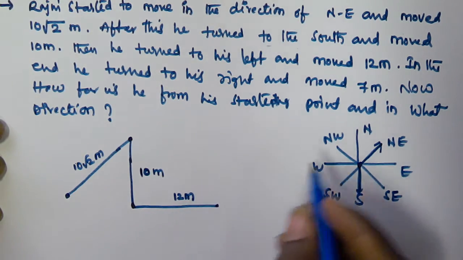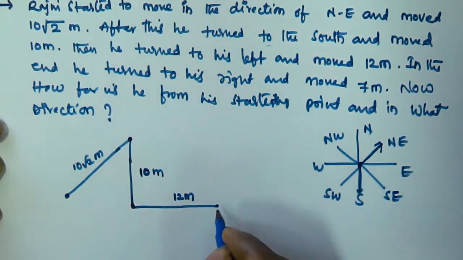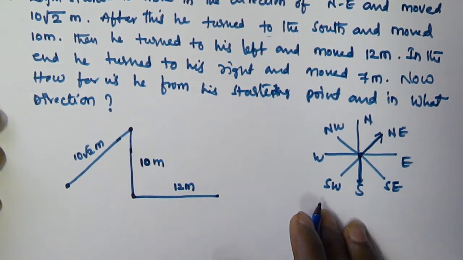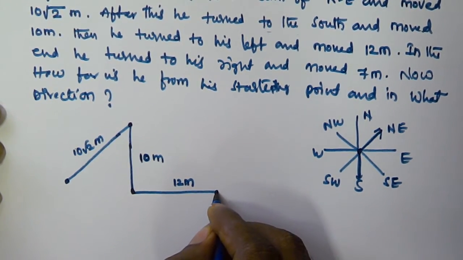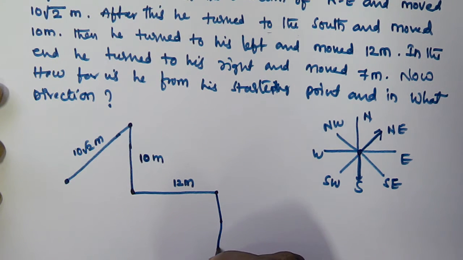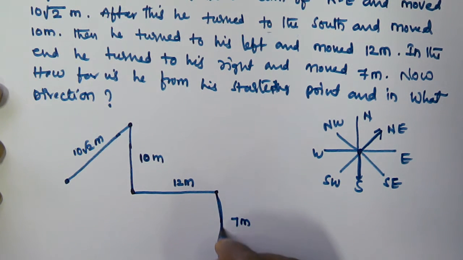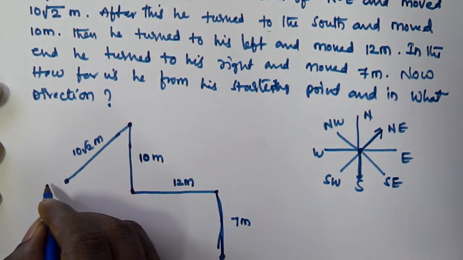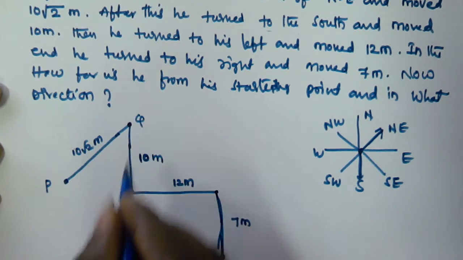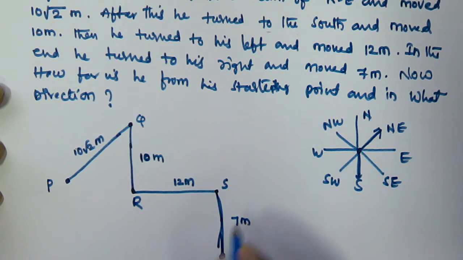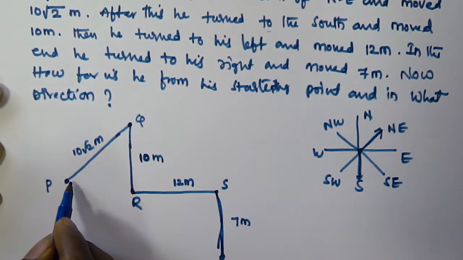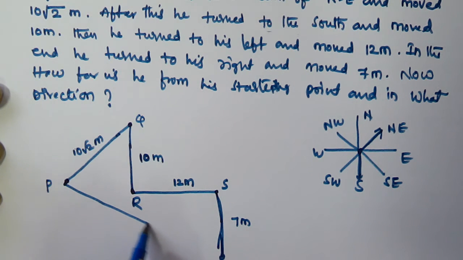Okay, so in the end he turned to his right. So he is moving in this direction, so his right side is going to be downwards. So he moved 7 meters from here and reached this end point. Let us assume these points are P, Q, R and S, and this is the T point. So now we have to find how far he is from the starting point, so that means we have to find this distance.